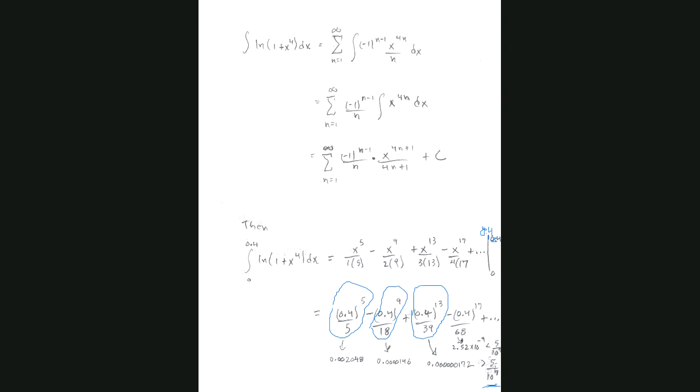However, the fourth term, 0.4 to the 17th over 68, your calculator will give you 2.52 times 10 to the negative 9th. That is less than 5 over 10 to the 7th. That is less. And so therefore, we're only going to need the first 3 terms of the series to get the accuracy we need.